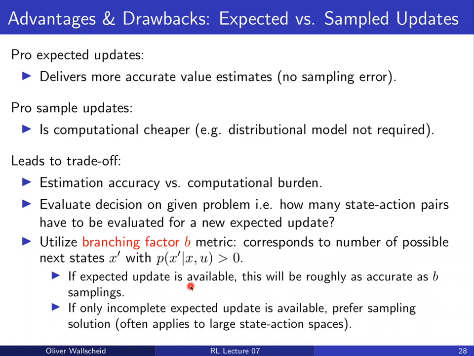if an expected update is available to our problem, it will be roughly as accurate as if we applied B sampled updates. So that would be the break-even point between expected and sampled updates. Therefore, this branching factor B is also a very interesting metric. And also as a rule of thumb, if only incomplete expected updates are available, then we should prefer the sampling solution, which normally applies to the large state action space problems.